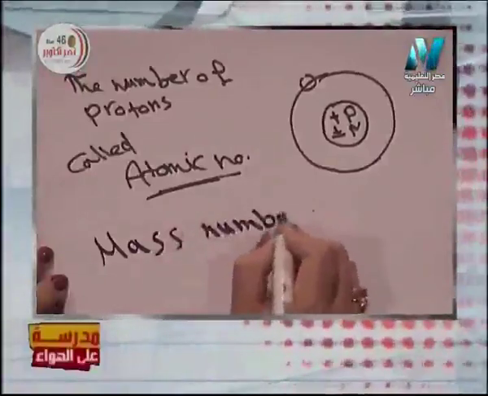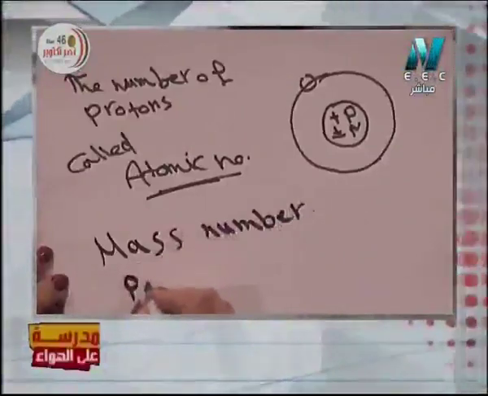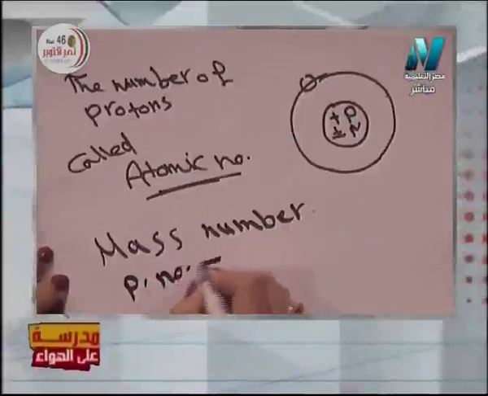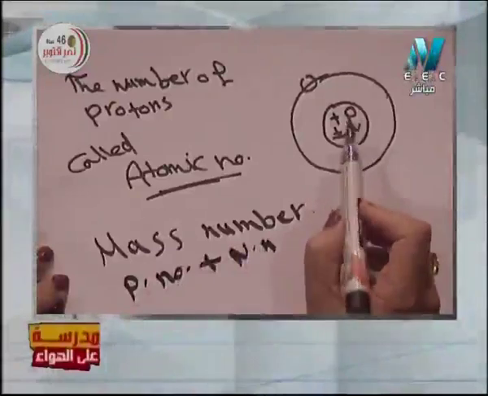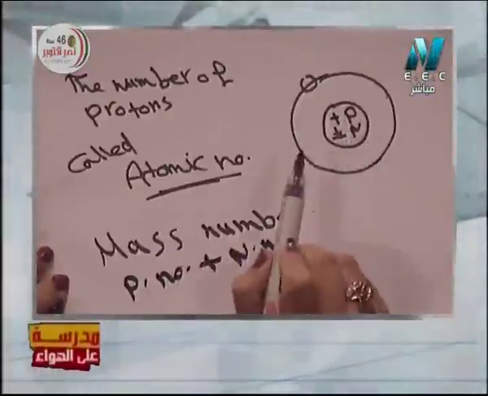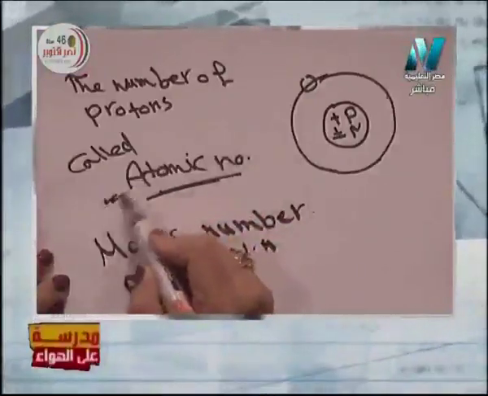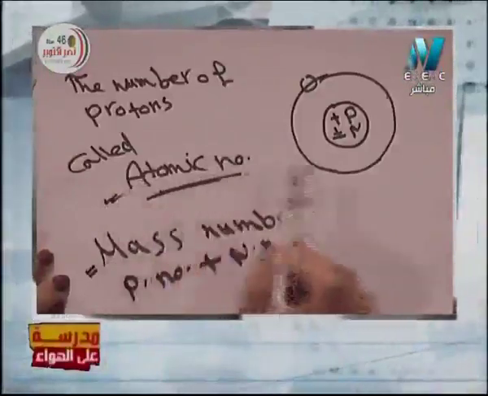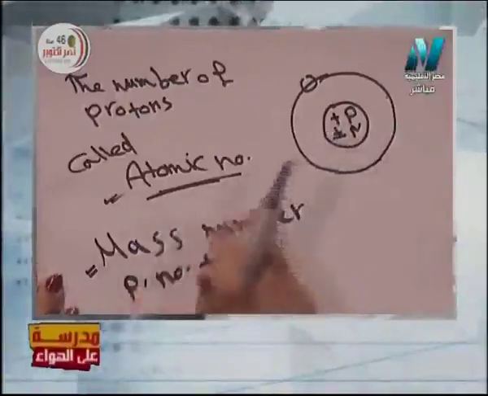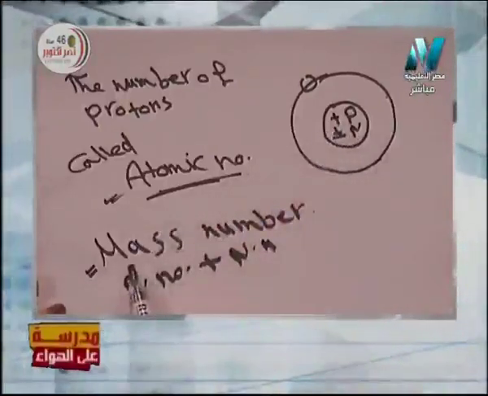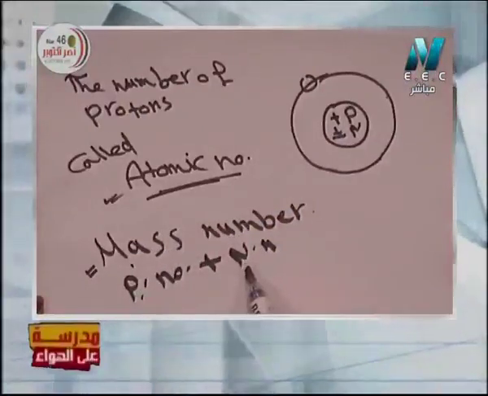Okay. Another new expression, mass number. Mass number. What is meant by mass number? It's the sum of protons number and neutrons number. So mass number it's the sum of protons number and neutrons number. So there are two new expressions, atomic number and the mass number. Atomic number, it means the number of protons only inside the nucleus of this element, of this atom. Okay, the mass number it's the summation of protons number and neutrons number.